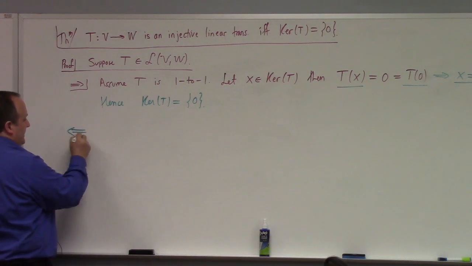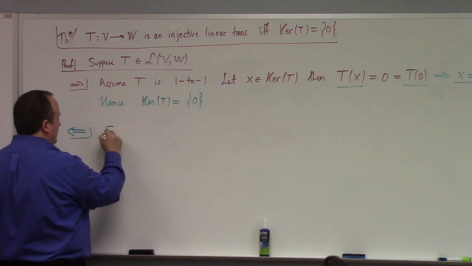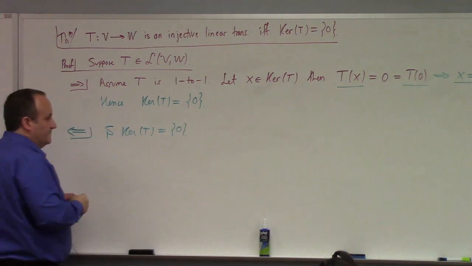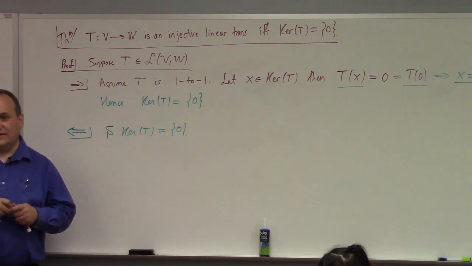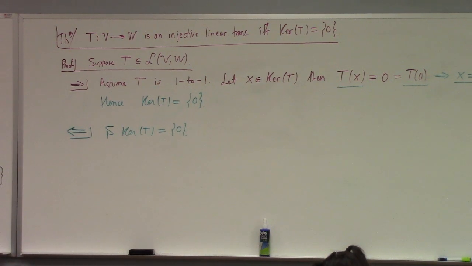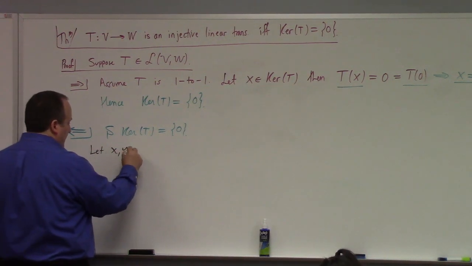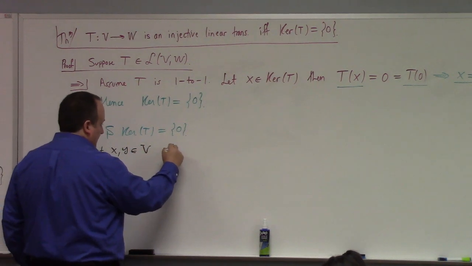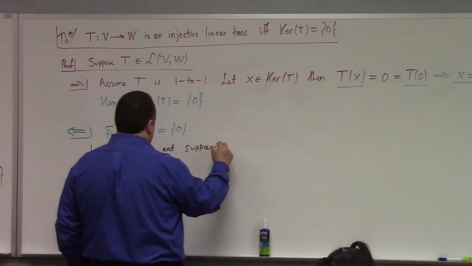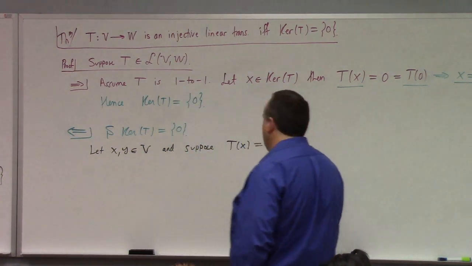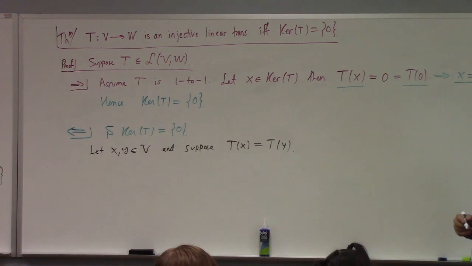No? Okay, so how about the other direction? Suppose the kernel of T is the set just containing 0, right? We'd like to show T is 1 to 1. All right? How should we do that? Let x and y be in V, and suppose that T of x is equal to T of y. Right? Then what?